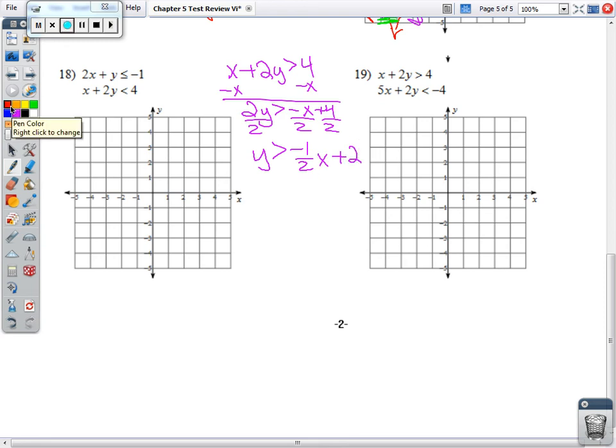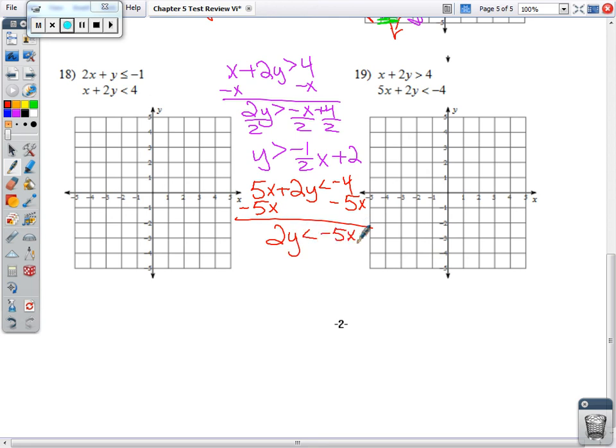The next one, we have 5x plus 2y less than -4. Subtract the 5x from both sides. And so we have 2y less than -5x minus 4. Divide by 2. And so we have y is less than -5 over 2x minus 2.